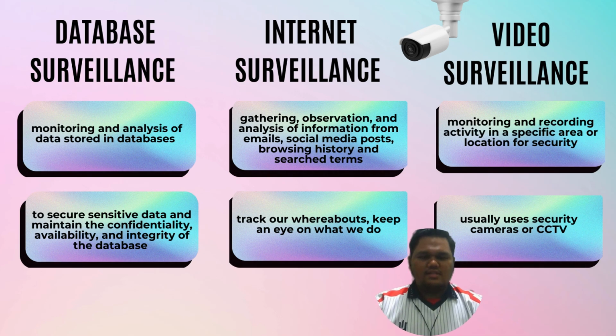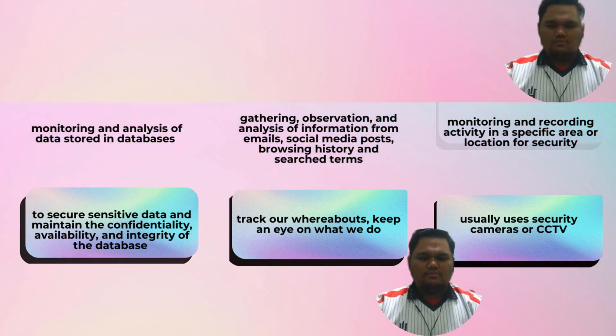The third surveillance is video surveillance. Video surveillance is the monitoring and reporting of activity in a specific area or location for security. It usually uses security cameras or CCTV to monitor the area.